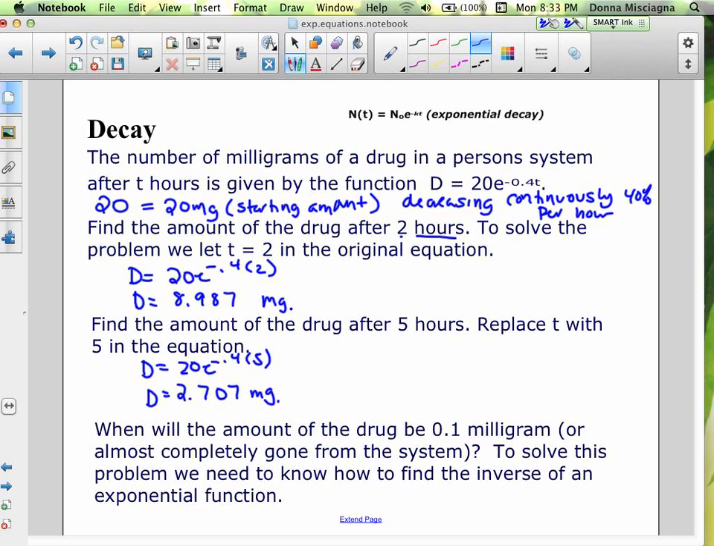To solve this problem, we need to know how to find the inverse of an exponential function. And that's what we're going to use in the next lesson, the inverse of an exponential function, to instead solve for our exponent. Do you remember, what's the inverse of an exponential function? The inverse is a logarithmic function. So we're going to be using logarithms to solve real-world problems.